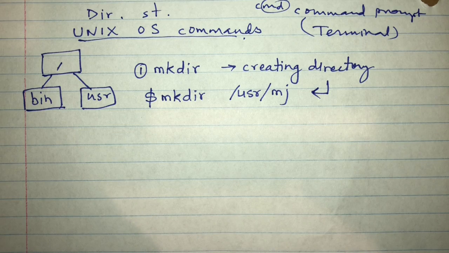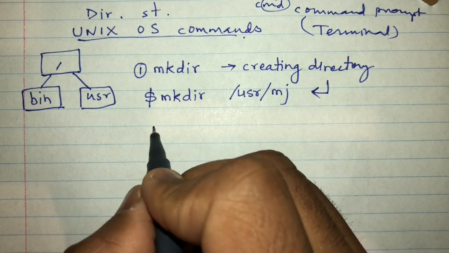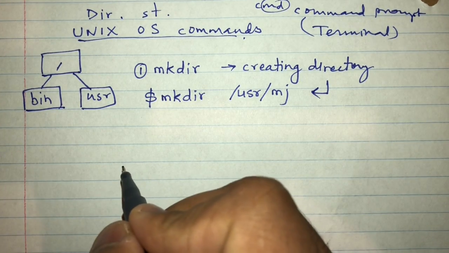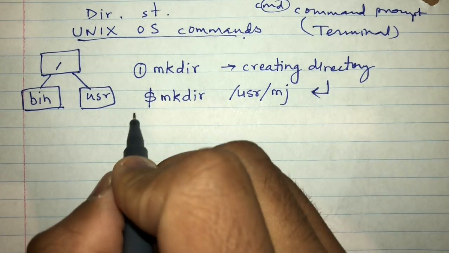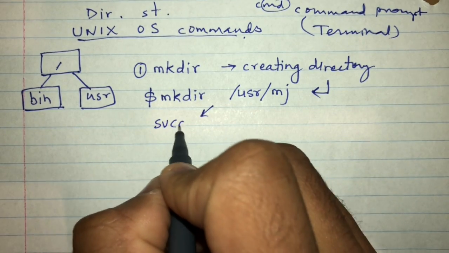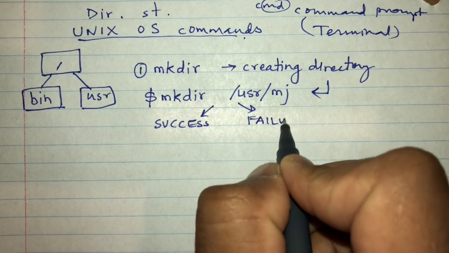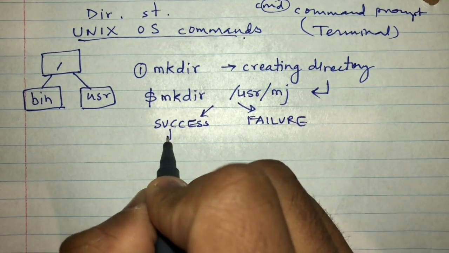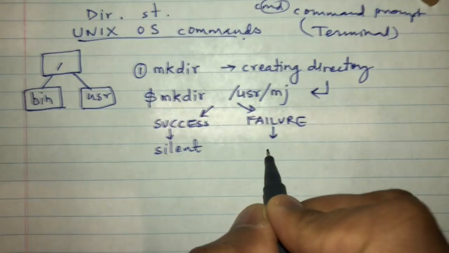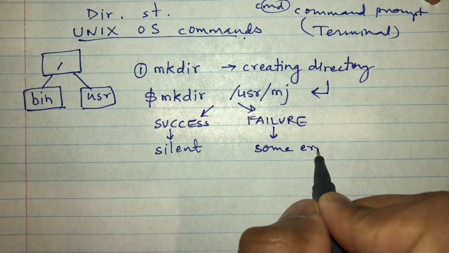this is the enter symbol. If this command runs successfully, Unix will not return anything. It will just go to the next line. But if it doesn't work properly, it will give you an error. So there are two possibilities. It will be either success or failure. If it's a success, then the command prompt will be silent, giving you nothing. But if it is failure, then you will see some output or some error message.